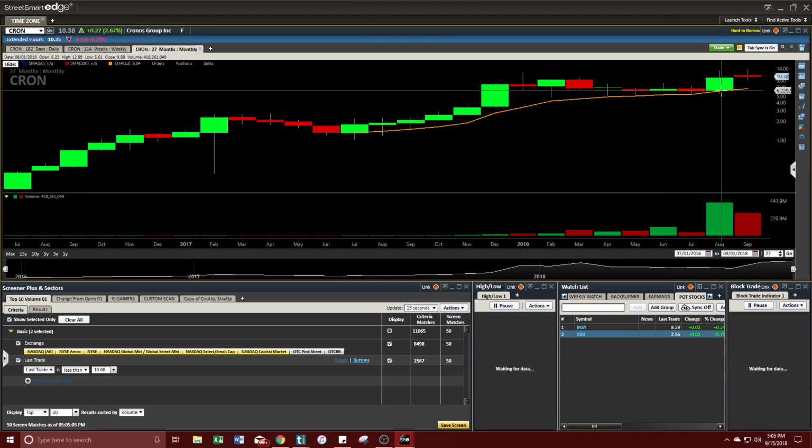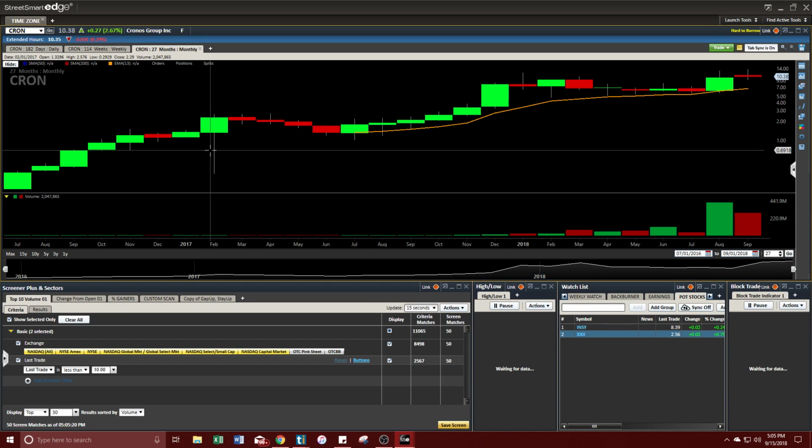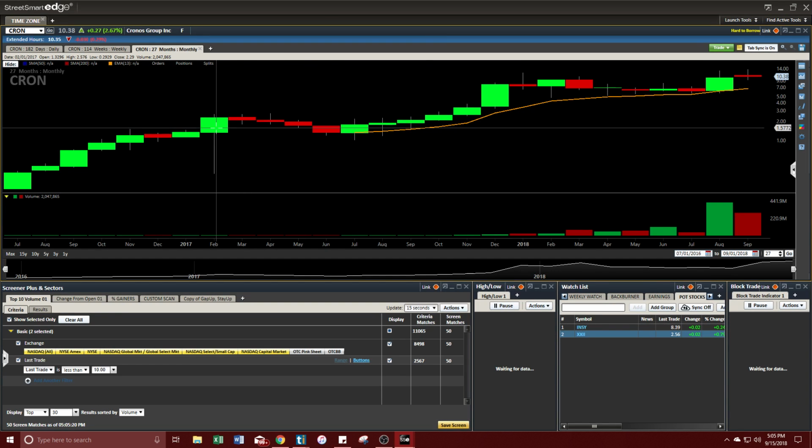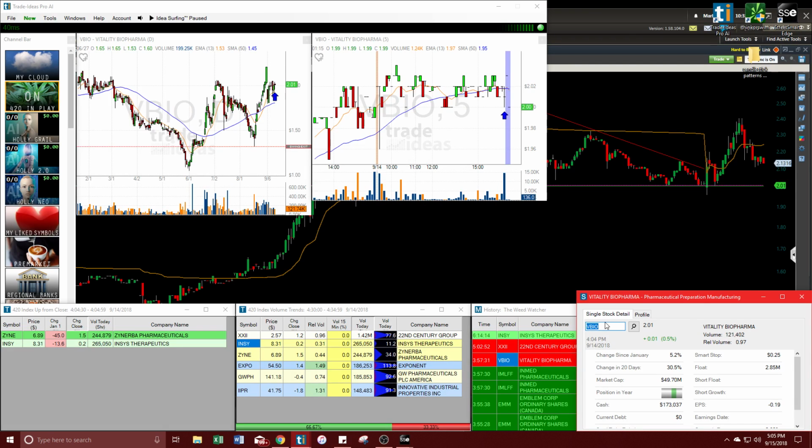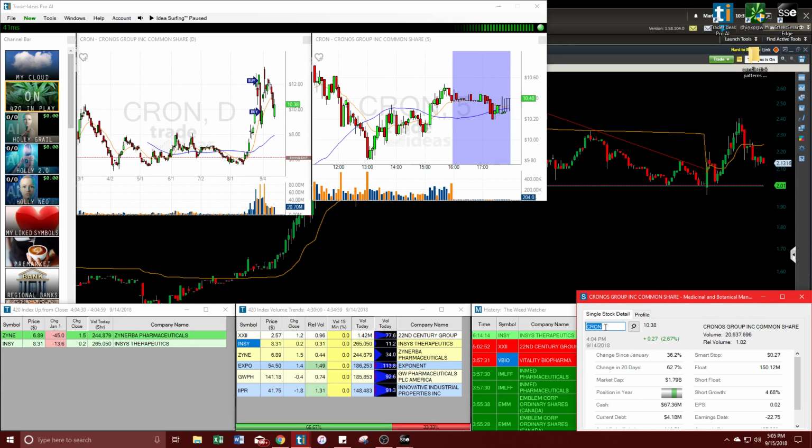And then the monthly, almost $500 million in volume. And then $250 million in volume. See right here, this only has 2 million in volume. And this is only 10 million in volume. What's the float on Cron? $150 million.